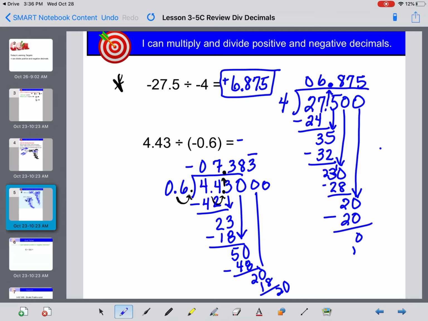But what number repeats? Only the 3. So only put a bar on top of the 3. Don't put the bar on all of the stuff after the decimal. That's important. And then make sure that that answer is negative.